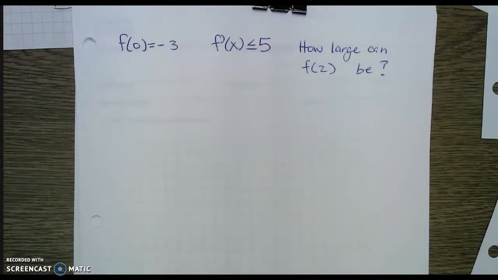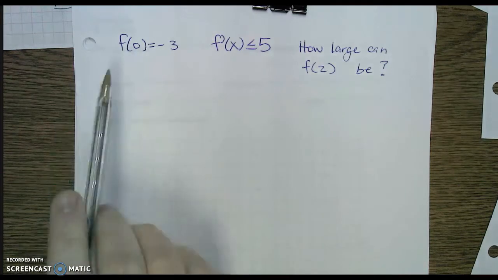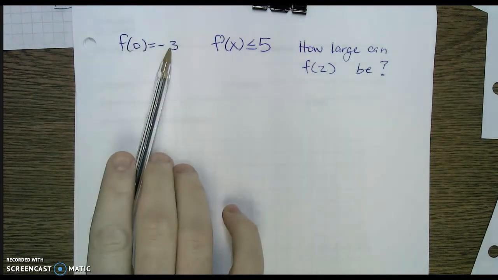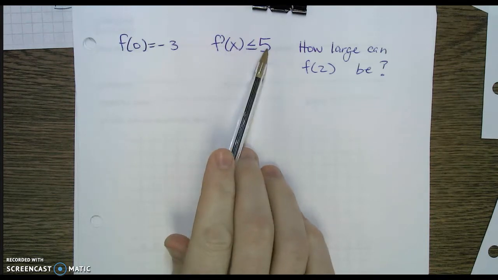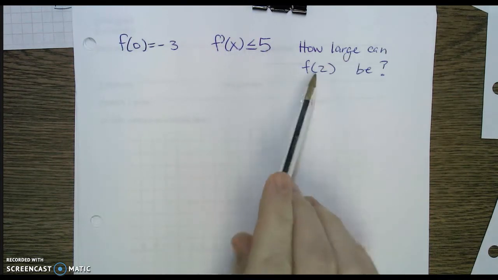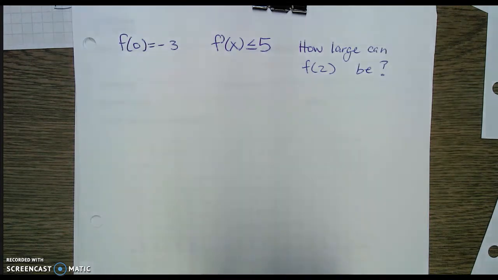In this example, they don't give us a function, but they do describe the function. They say that at 0, the function is -3, and the derivative of the function is less than or equal to 5. And what they want to know is how large can f of 2 be, just given this information. It doesn't seem like enough, but if we apply mean value theorem, it actually can tell us a lot.